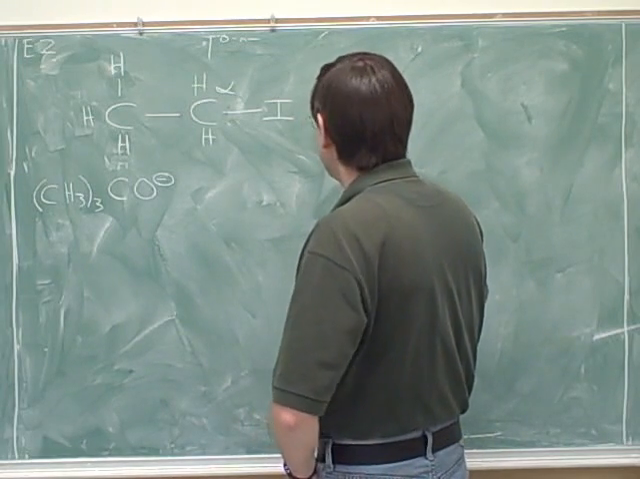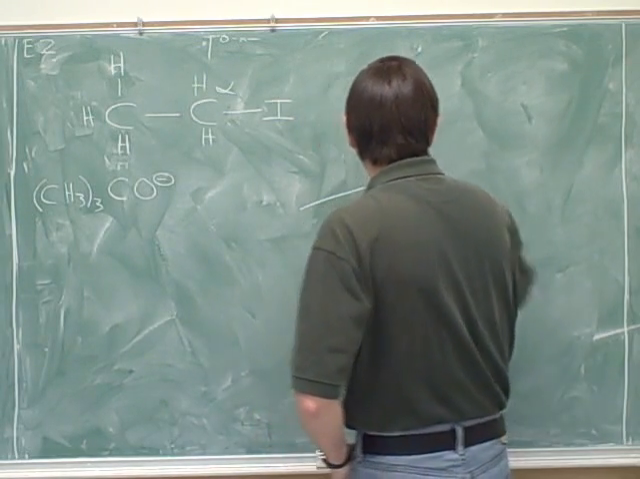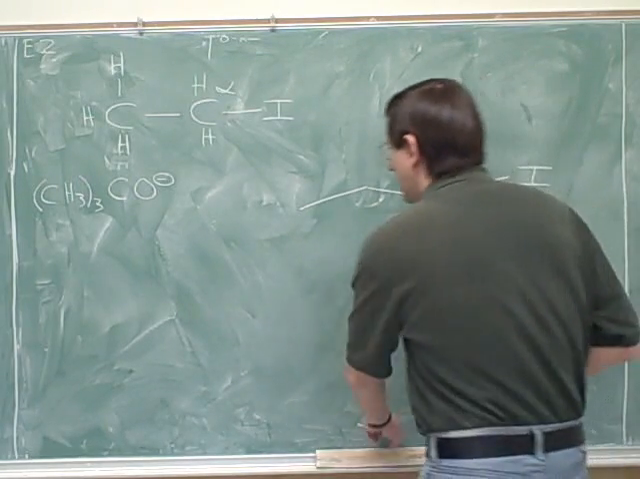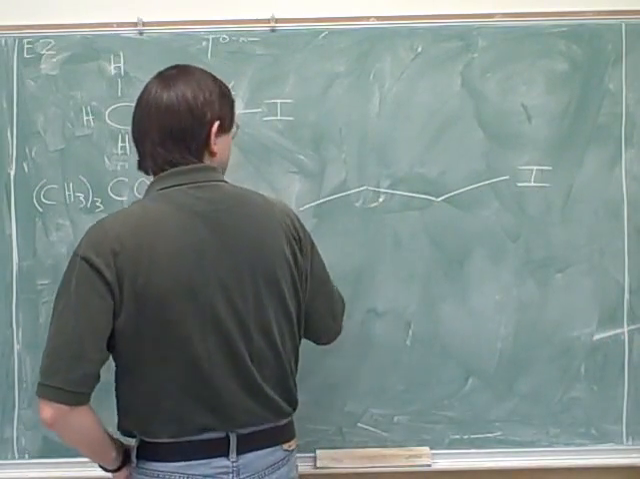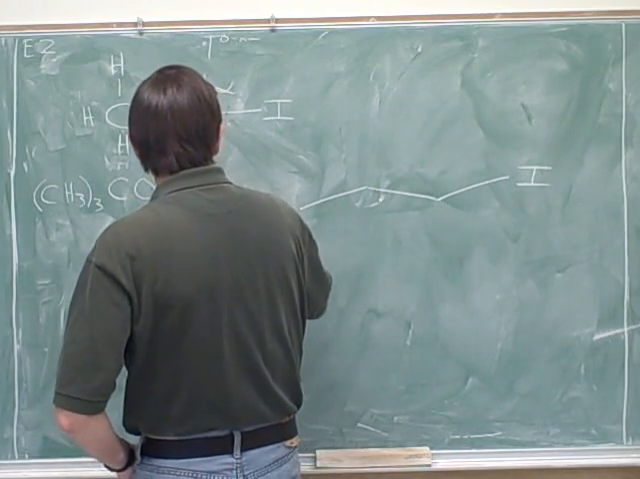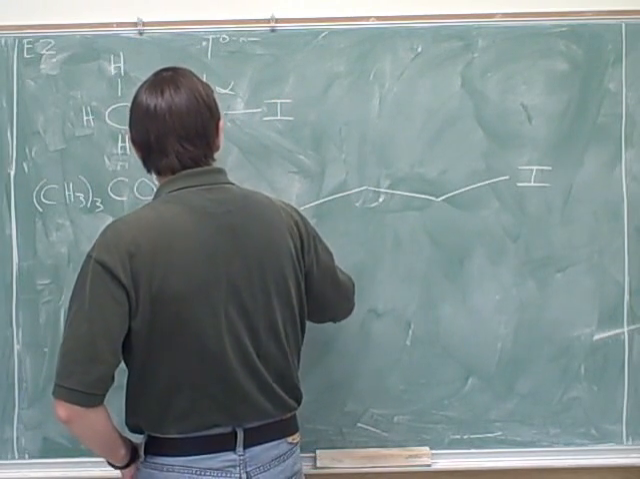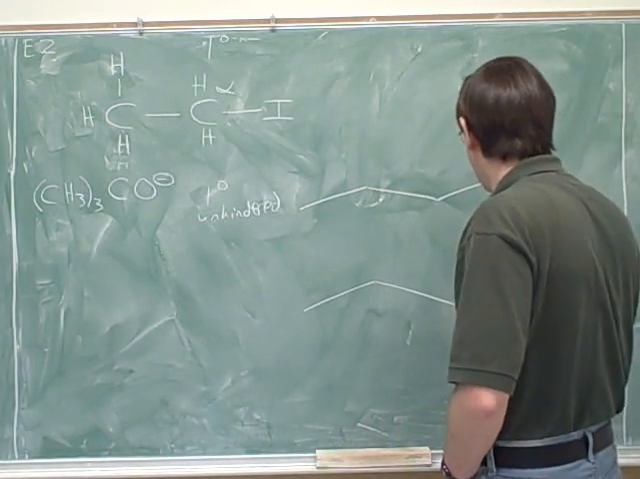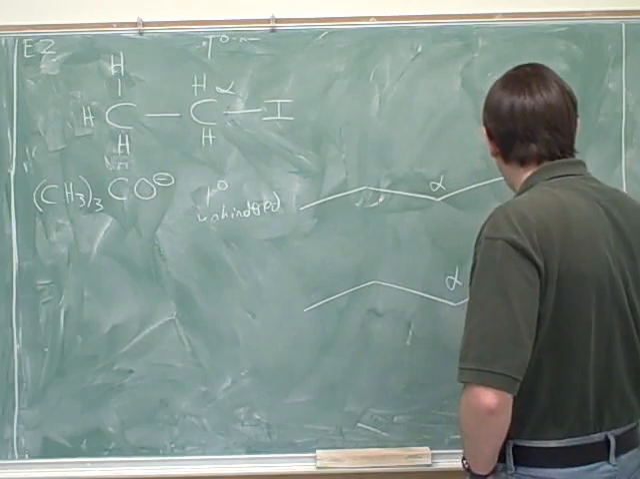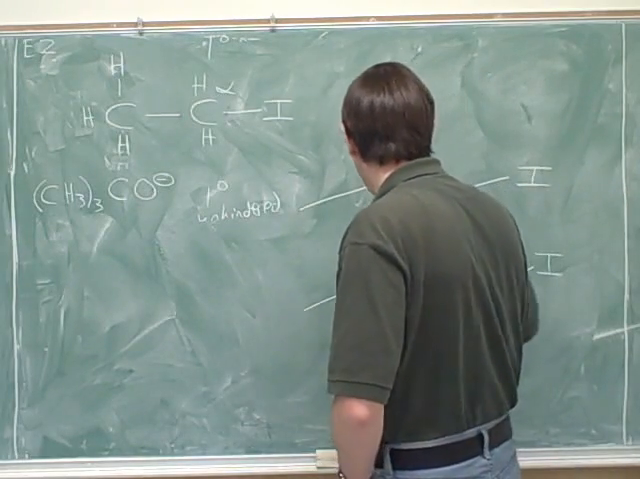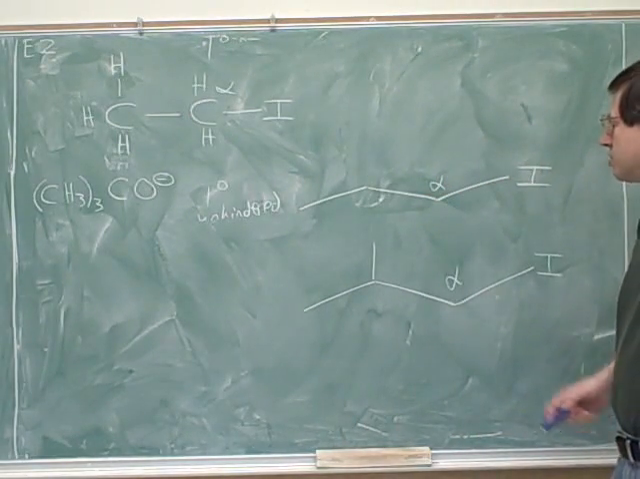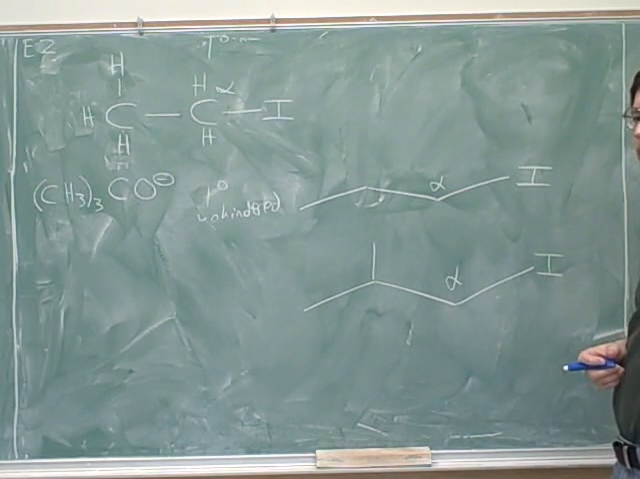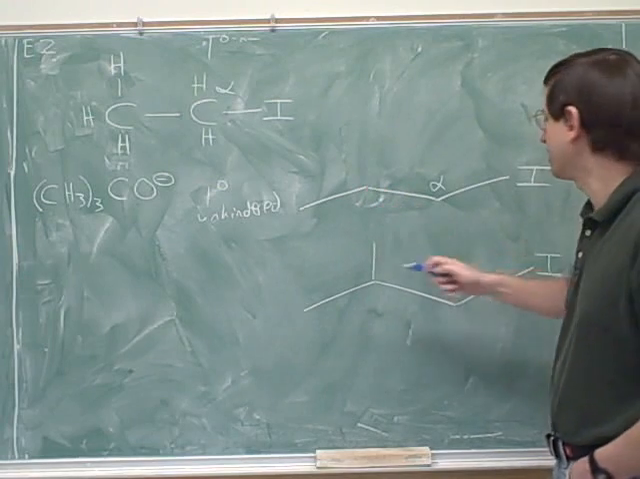And so let's say we've got this, which is what I would call a primary unhindered. So let's go back to here. Is this alpha carbon primary, secondary, or tertiary? Primary. Yeah, because it's attached to one other carbon chain.